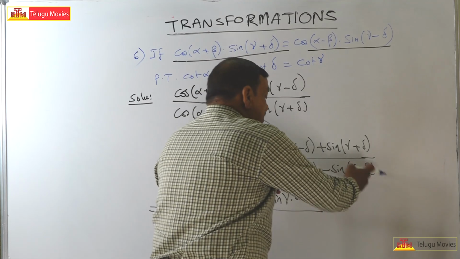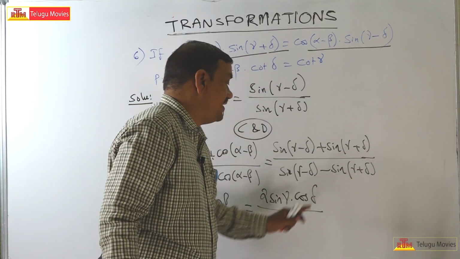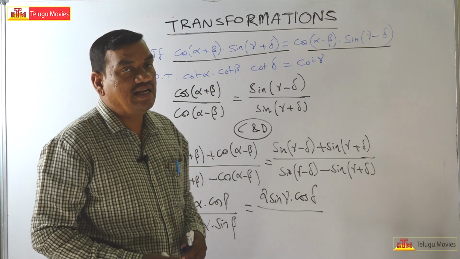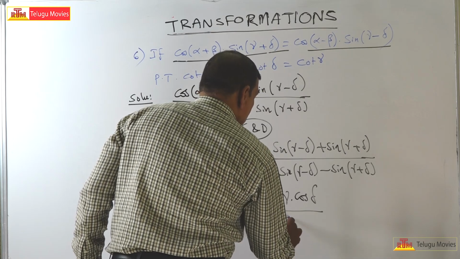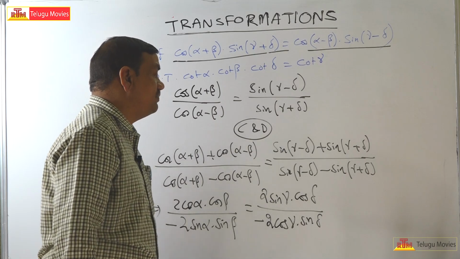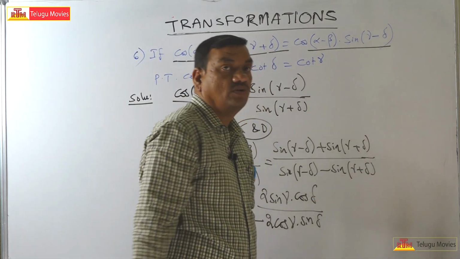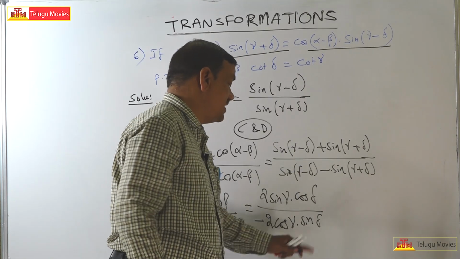So here just reverse it. sin(A+B) minus sin(A−B) means 2 cos A sin B. Of course, minus will come. Why? Because we have taken the reverse, no? So we have taken the reverse: sin(A+B) minus sin(A−B), 2 cos A sin B.